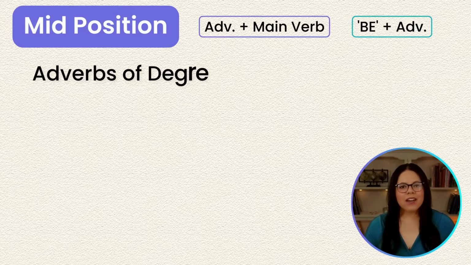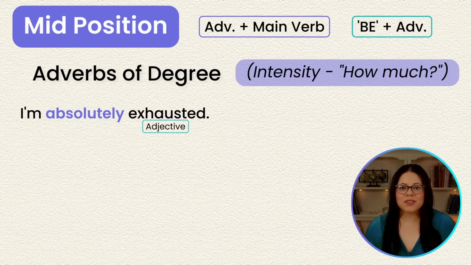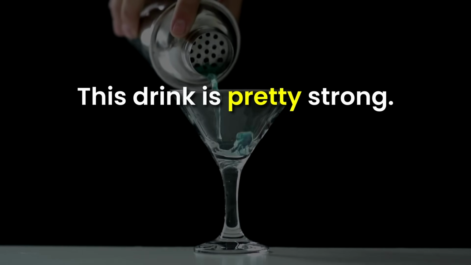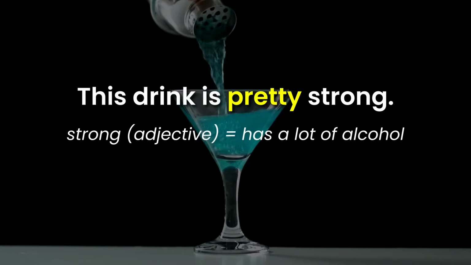Next, we put adverbs of degree in the mid position. These are adverbs that show the intensity of something and answer the question, how much? I'm absolutely exhausted. I totally agree with you. Wow, he's an incredibly talented singer. This drink is pretty strong. If a drink is strong, that means it has a lot of alcohol.